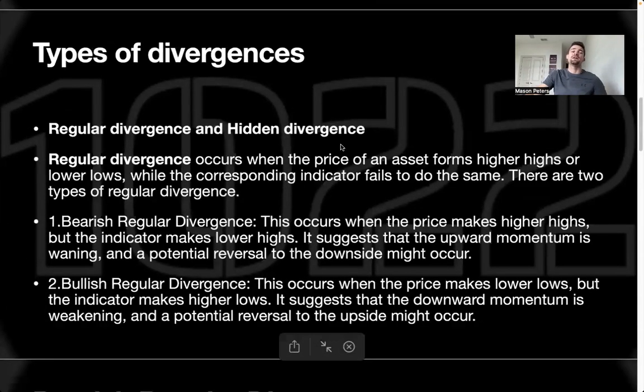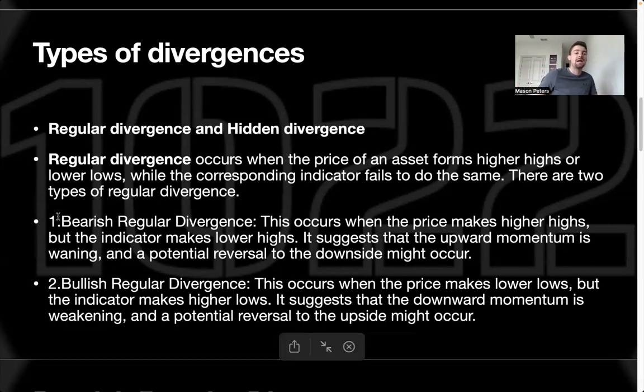The first type of divergence is regular and hidden divergence. Regular divergence occurs when the price of an asset forms higher highs or lower lows, while the corresponding indicator fails to do the same. There are two types of regular divergence: bearish and bullish, right?